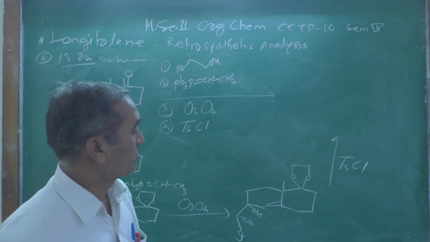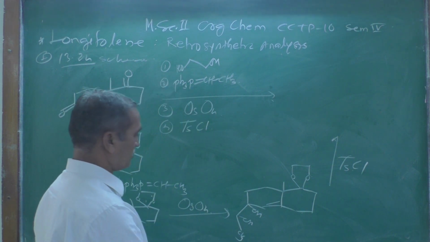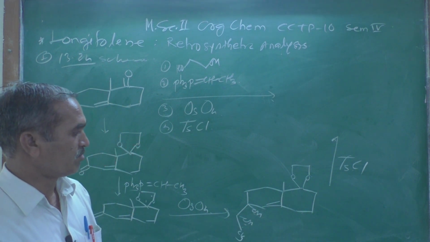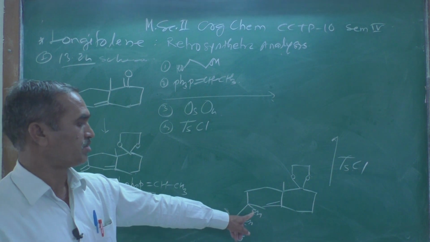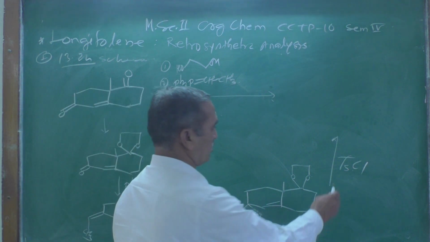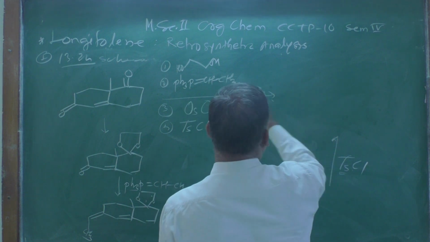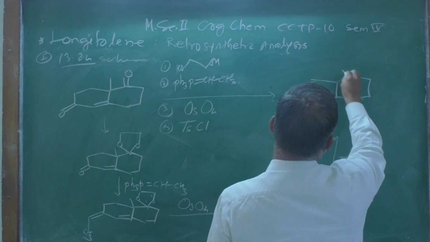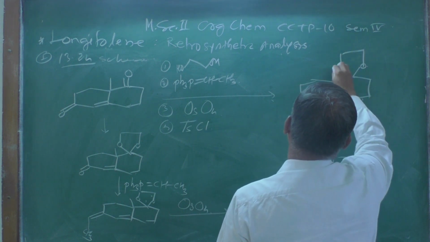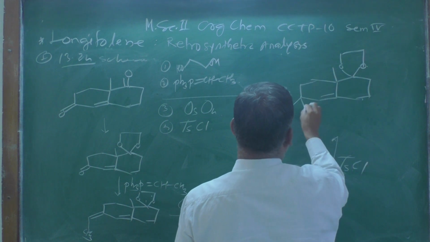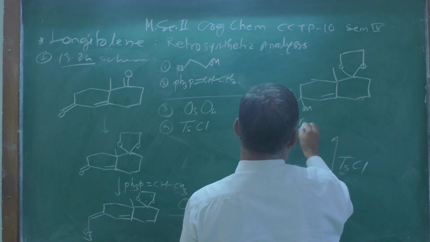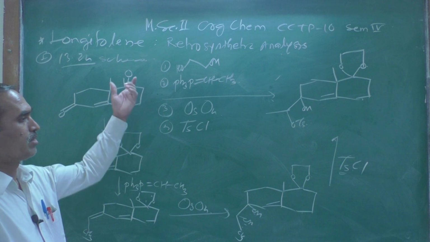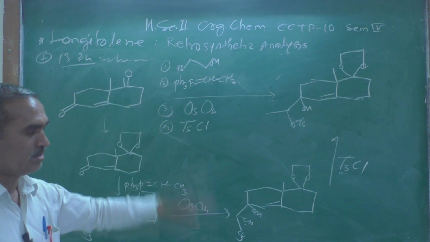Finally, you add TsCl, generally in the presence of pyridine. Now there are again two options: this OH is secondary, and this is tertiary. Which one is going to react? The secondary gets protected, and finally you get this product. This double bond remains as it is, with the OTs hydroxy group over here, and this methyl group. This will be the product after adding this reagent.